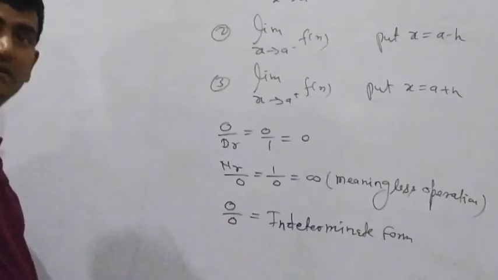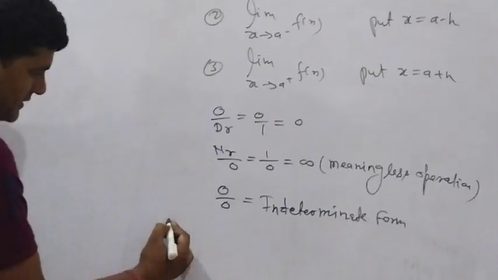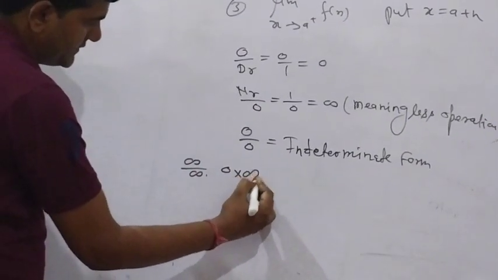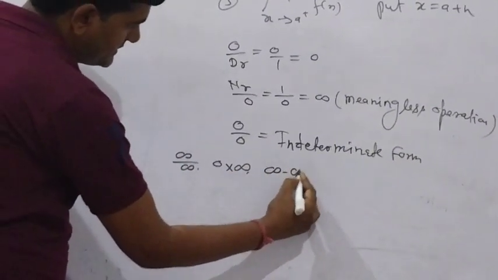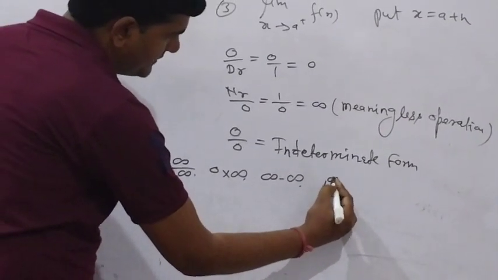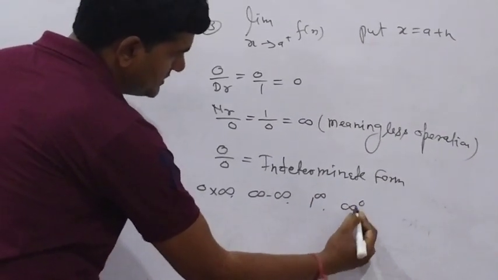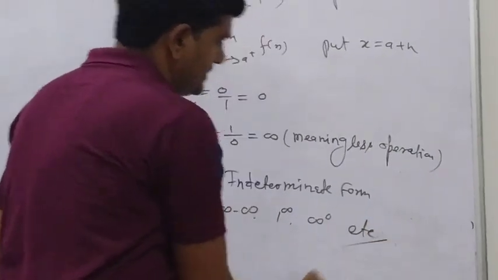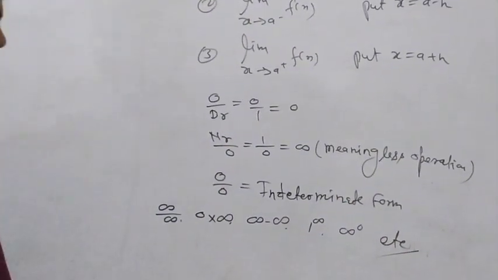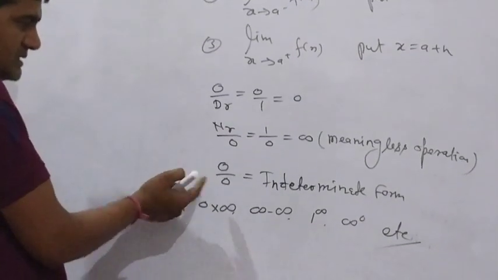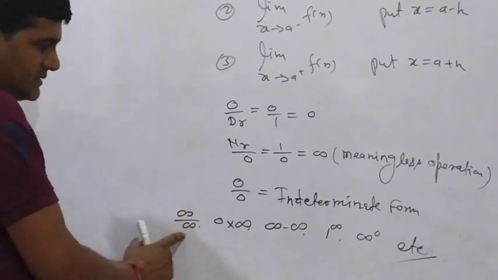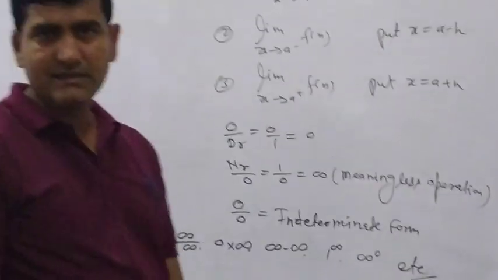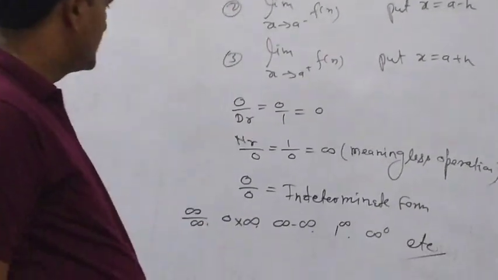Some other indeterminate form values I am going to write here: infinity by infinity, 0 into infinite, infinity minus infinity, 1 power infinity, and infinity power 0, and so many others, but I am not going to write them here. In your class only the first one and this one are very important. The remaining things you will get in other classes. After that, I am going to give the rules.